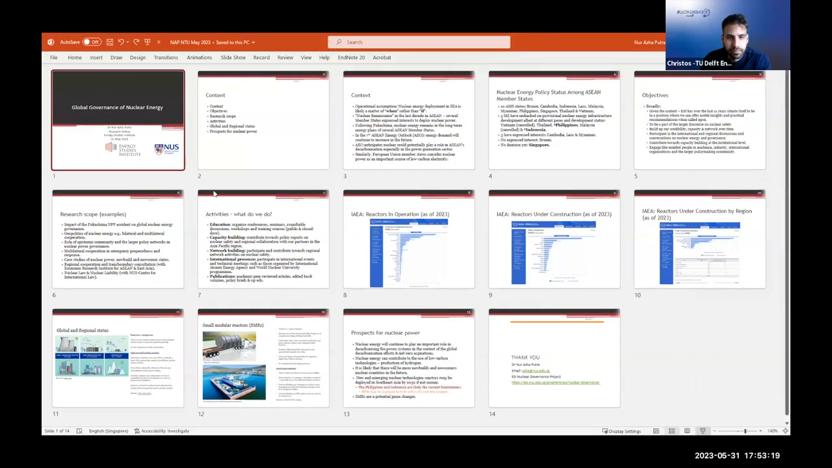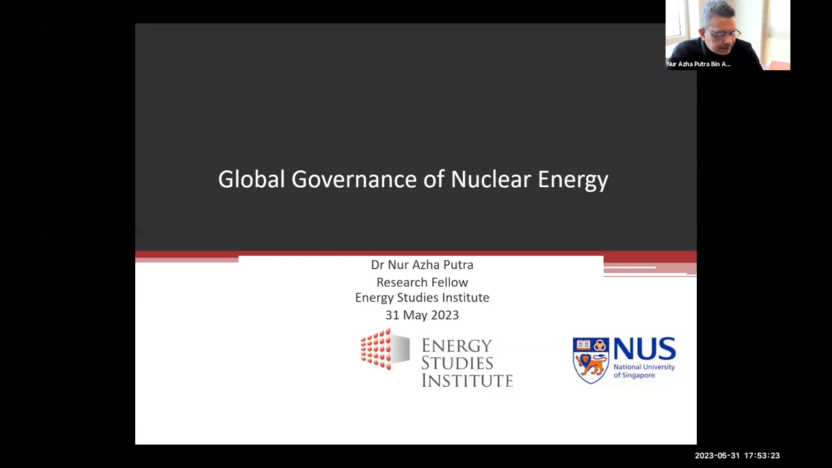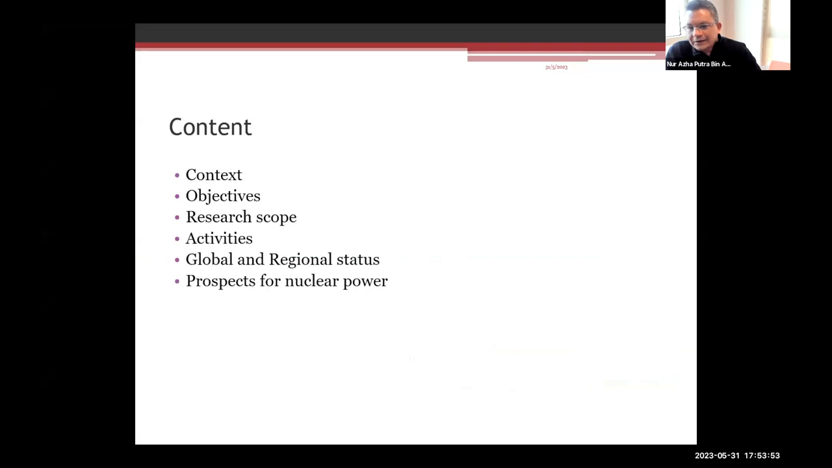All right. Okay, so just a brief introduction. My name is Azha, and I'm a research fellow at the Energy Studies Institute, which is actually parked at the National University of Singapore. So ESI is a policy research think tank. It's fully funded by the government, and we do a lot of policy research. We've been around since 2007, 2008. I'm not a nuclear engineer or scientist, I'm more of a political scientist, and I specialize in the geopolitics of nuclear energy, including policy.